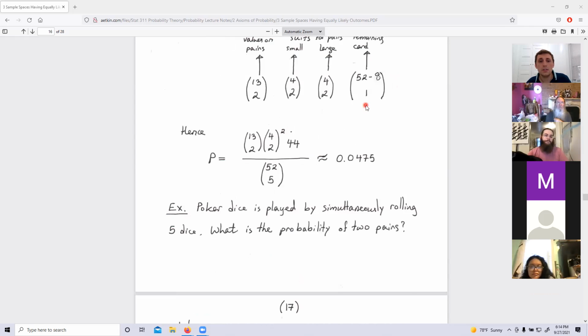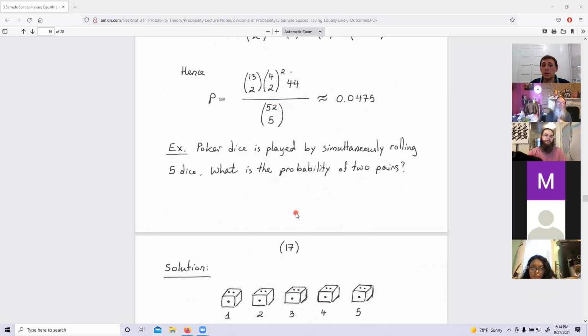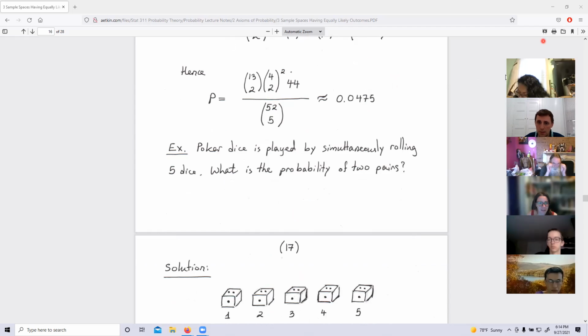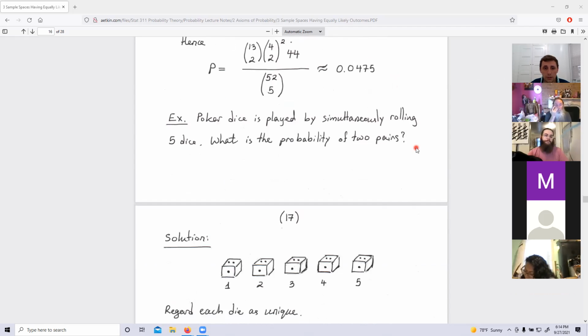So here is another example. Poker dice is played by simultaneously rolling 5 dice. What's the probability of 2 pairs? So it's like the previous question, but now it's based on dice. What do you think? Probability of 2 pairs. So here you can see how a solution could have come about.